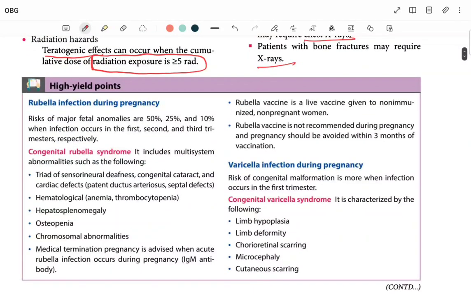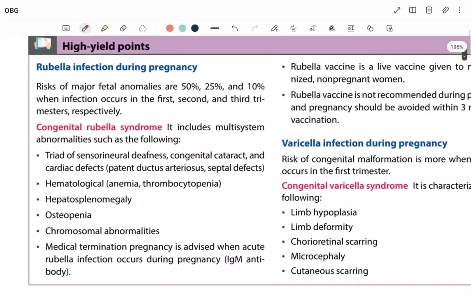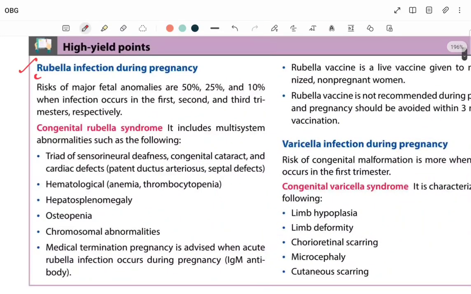So let's look at some high yield points. Talking about the rubella infection during pregnancy, the risks of major fetal anomalies are 50%, 25% and 10% when infection occurs in the first, second and third trimesters respectively. That is, the risk of rubella infection during pregnancy is more during the first trimester.